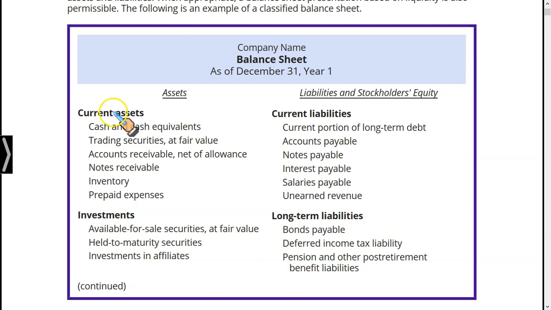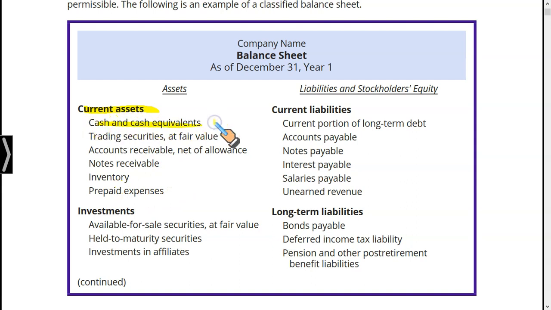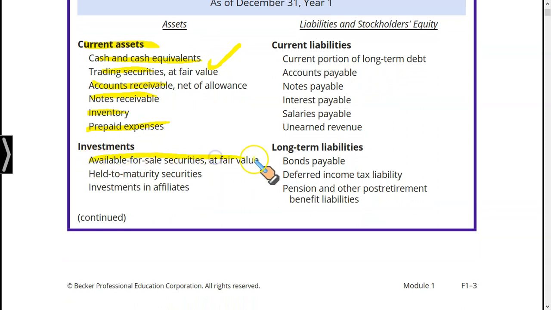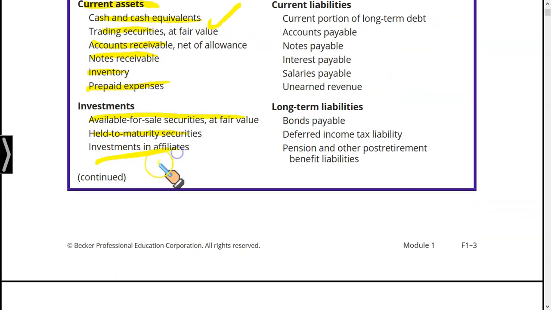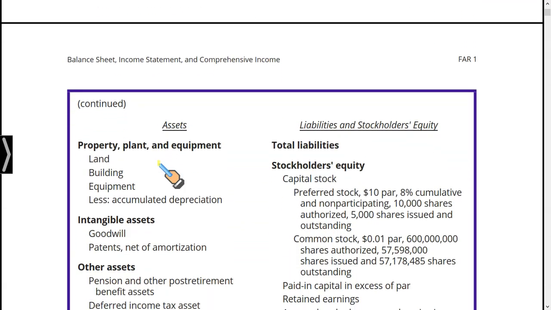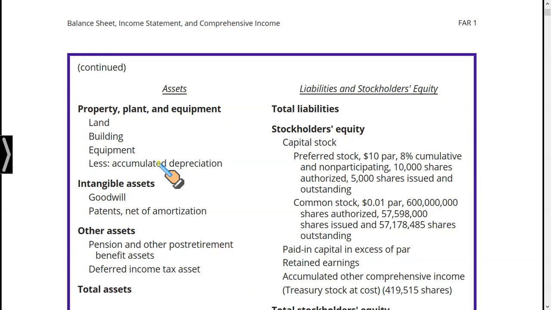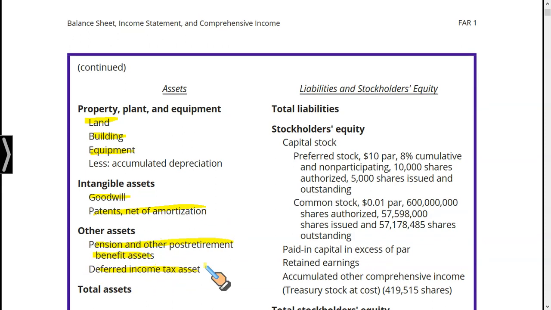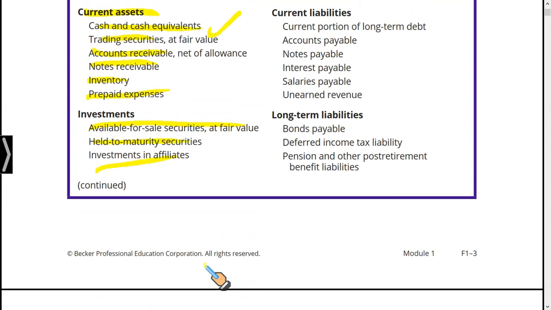Assets are segregated into current and non-current. Within current assets, you have cash and cash equivalents, trading securities at fair value, accounts receivable net of allowances, notes receivable, inventory, and prepayments. In investment classification, we have available-for-sale securities, held-to-maturity securities, and investment in affiliates. And in the long-lived assets, also called property, plant, and equipment, or the fixed assets, we have land, building, equipment, goodwill and patents, which are intangible, and other assets, that is pension and other post-retirement benefits, and deferred income. We are going to discuss each one of them in detail in the coming sessions.